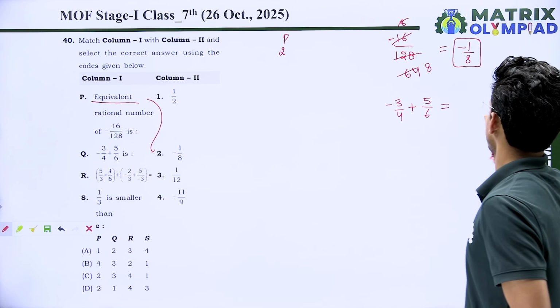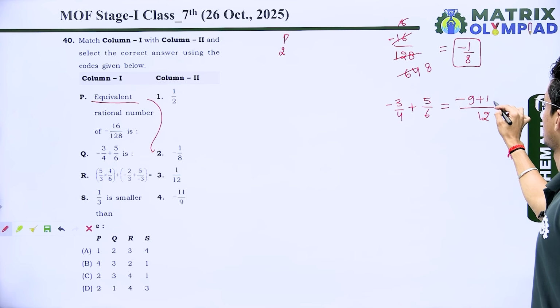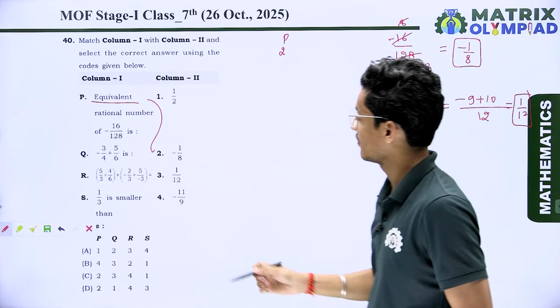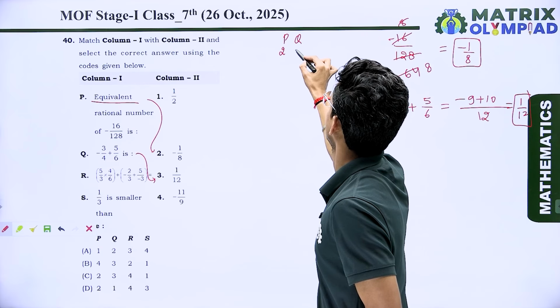We take the LCM, that is 12. So minus 9 plus 10. Here we get the answer, that is 1 upon 12. 1 upon 12 means Q is connected to 3. So I can write here Q is connected to 3.